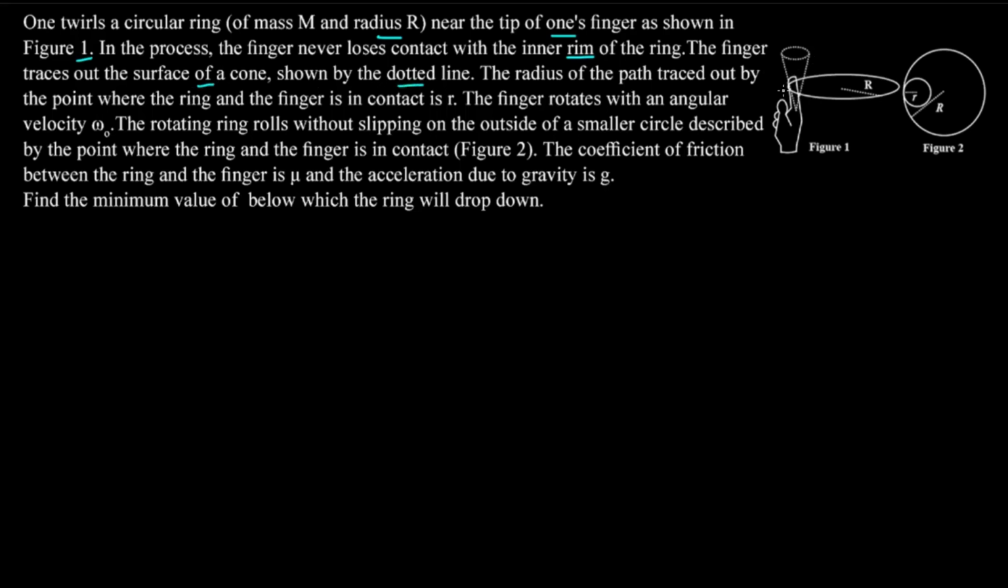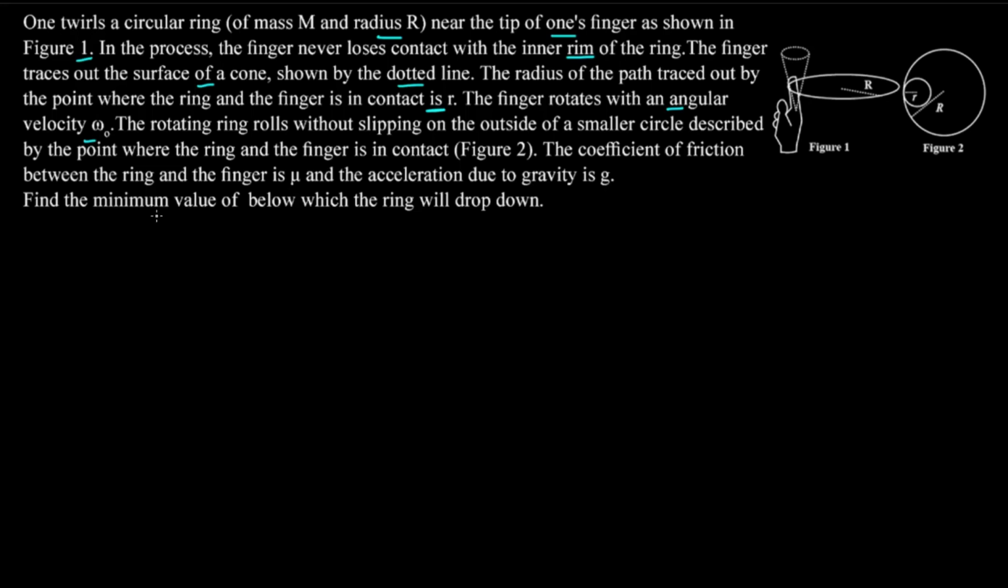So this is the cone which the finger describes while rotating this circular ring, and the radius of the path traced out by the point where the ring and the finger are in contact is r. So this guy is basically rotating his finger in the radius r such that the finger rotates with an angular velocity omega naught. The rotating ring rolls without slipping on the outside of a smaller circle described by the point where the ring and the finger are in contact. So this is the 2D projection of the contact finger and the radius of the ring. So this is the path around which the finger rotates and correspondingly makes the circular ring rotate.